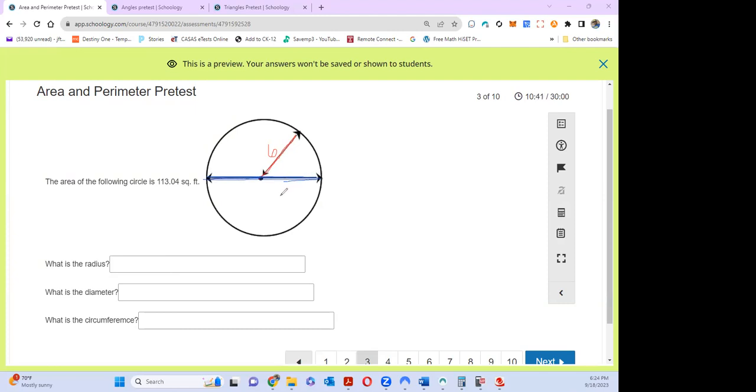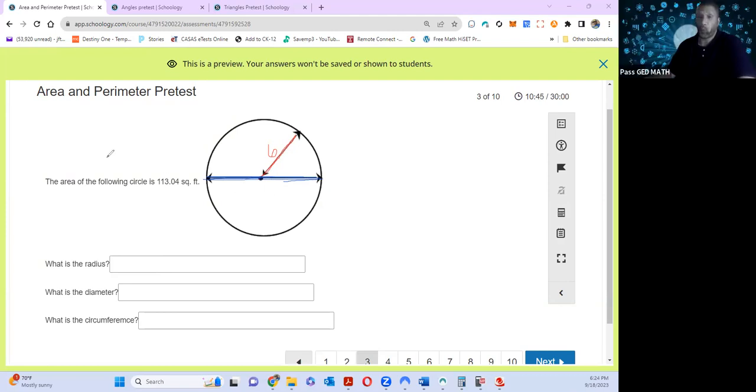So that's longer. So would it be 12? 12. Well, how do you know that, Mr. Tinsley? Because remember, from the center of the circle, let me make this thicker, from the center of the circle to any edge is called the radius. So that's 6. Well, I can go from this point to this edge. That's 6. 6 plus 6 is 12.